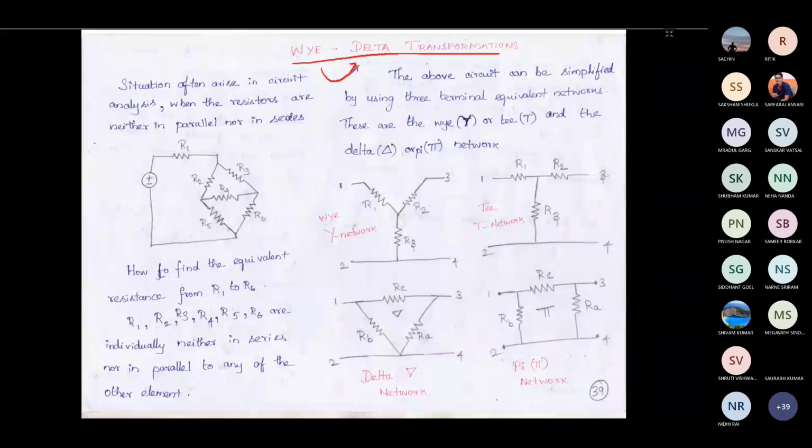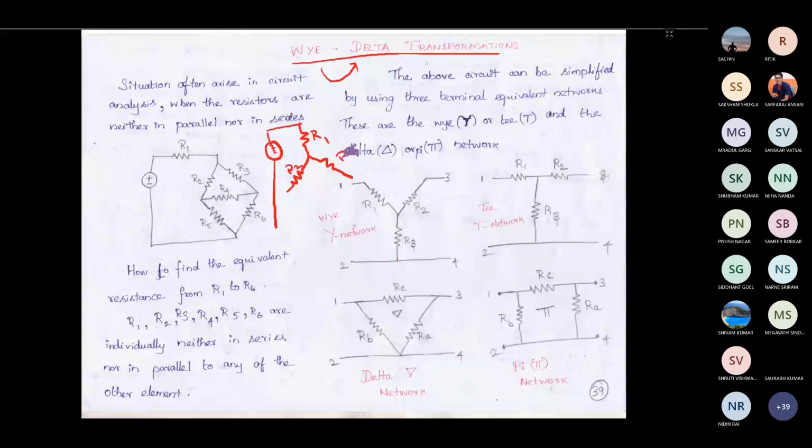Before going to these transformations, let us see what star and delta are. Consider this part, R1, R2 and R3. If you redraw the circuit, it will look like this. I'm drawing just R1, R2 and R3. This is R1, this is your voltage source, then some resistor is here. So this is R2. I'm not drawing the remaining circuit.